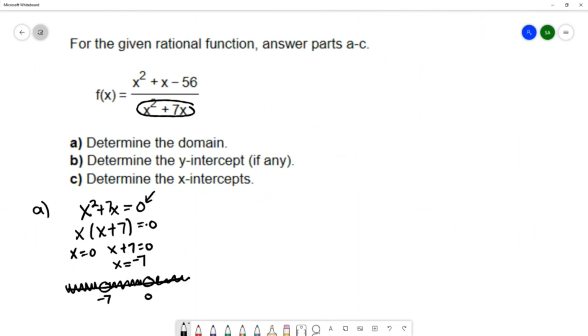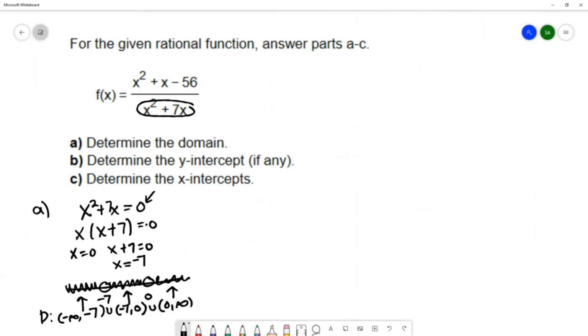So we're going to write this in interval notation. We want to represent each one of these shaded regions with a lower bound and an upper bound. So for the first one, that line goes on forever, so we use negative infinity. That shaded region stops at -7. The next shaded region starts at -7 and goes to 0. And the next shaded region starts at 0 and goes to infinity. So we have the domain of this rational function being negative infinity to -7, union with -7 to 0, union with 0 to infinity.